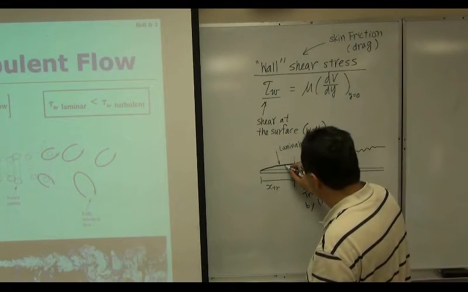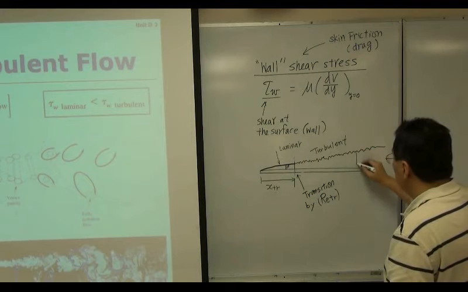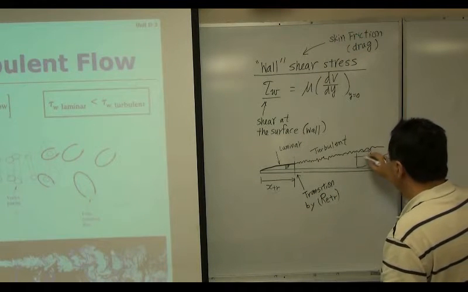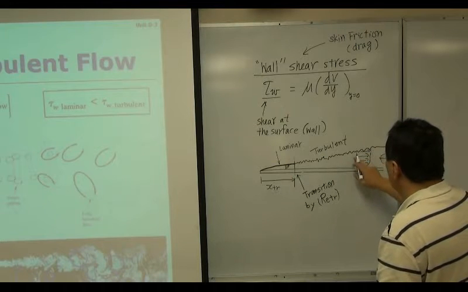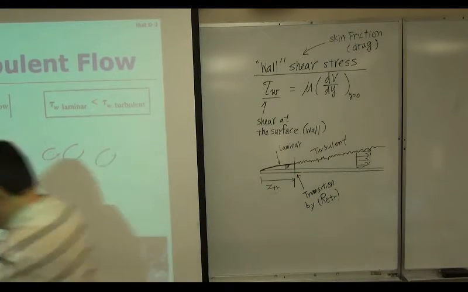If you look at the velocity profile, it is going to be like this. This is a turbulent flow, and this is the velocity profile. So the velocity profile between laminar and turbulent will be different. Let's take a look at those two differences.